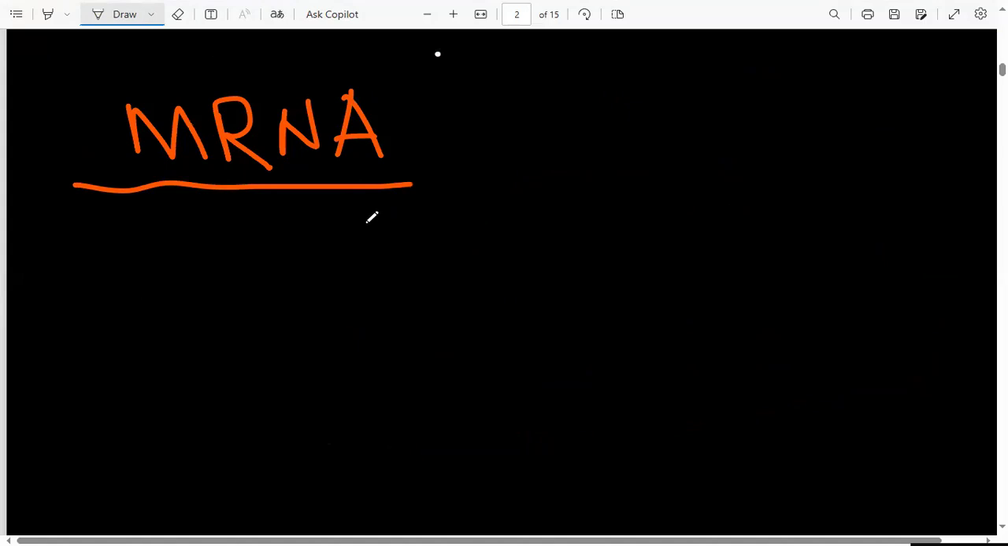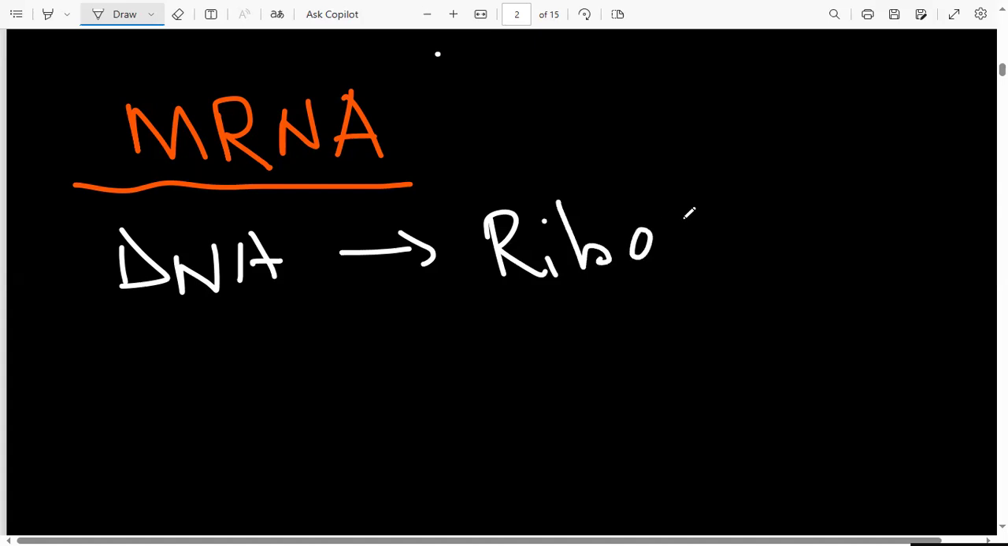Okay, so it's simple, guys. This is just the messenger RNA. What does it do, or how can I describe it? This is just a single-stranded RNA that carries genetic information from the DNA to the ribosome. So it's like a messenger. It passes on the information from the DNA to the ribosome. So this is how we can describe it.